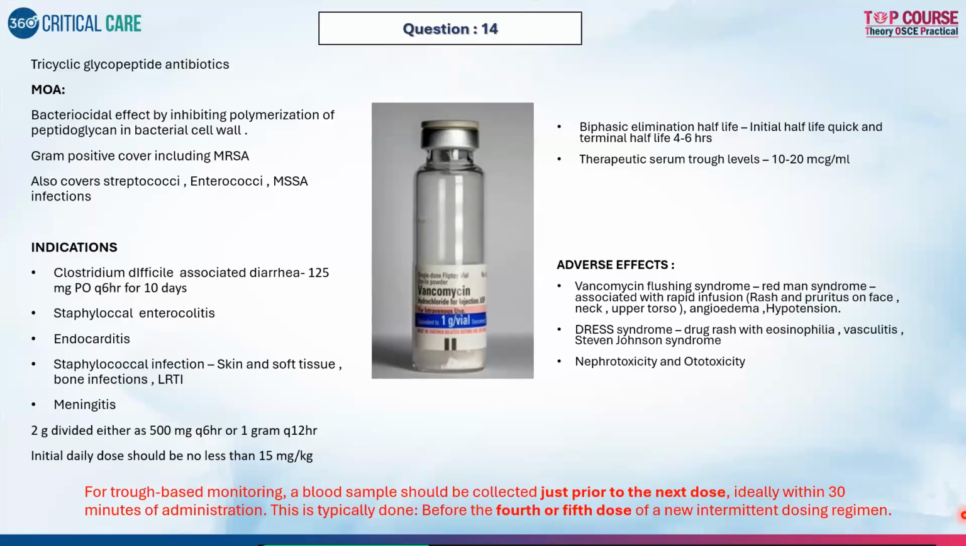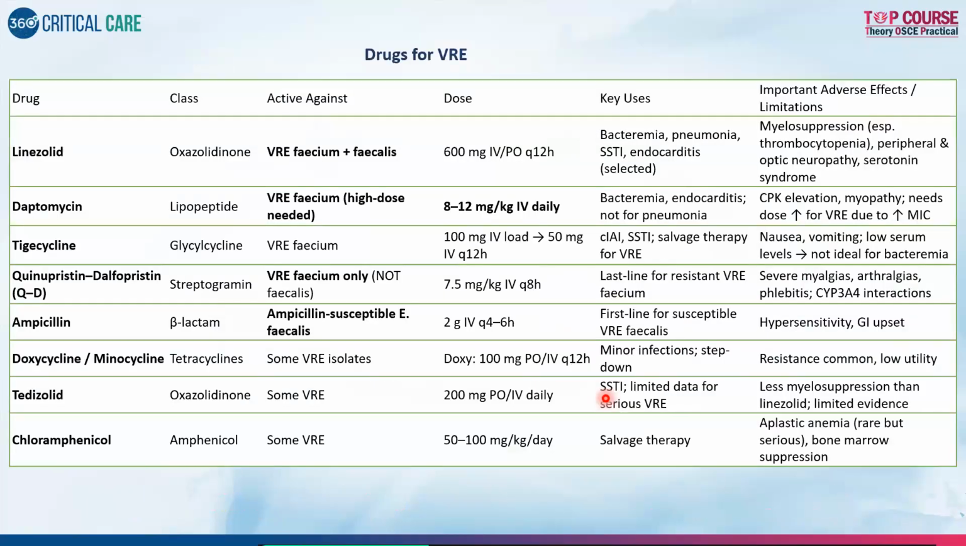Adverse events, you might be directly asked the question, name a drug which causes red man syndrome, all right, or drugs which cause DRESS syndrome. It is also ototoxic and nephrotoxic. So, subsequent questions for vancomycin being, if suppose the organism is vancomycin resistant, then what are the drugs we have in our armamentarium? Then you need to mention all these drugs: linezolid, daptomycin, tigecycline, dalfopristin, quinupristin, ampicillin. Any one of these might be asked, but most of the time these are asked as subsequent questions.